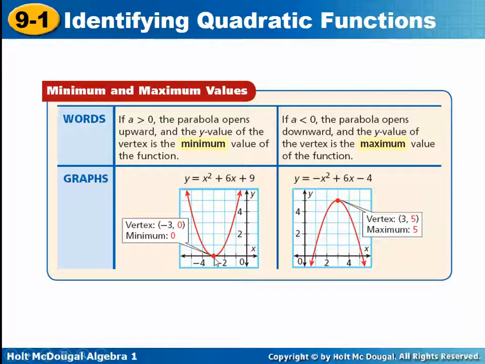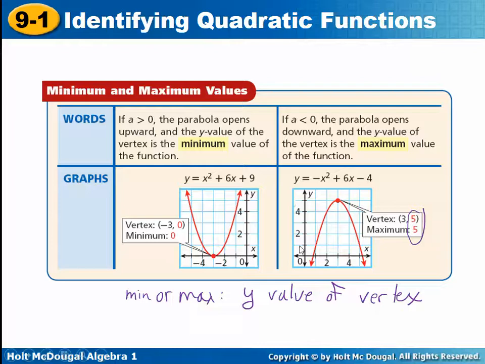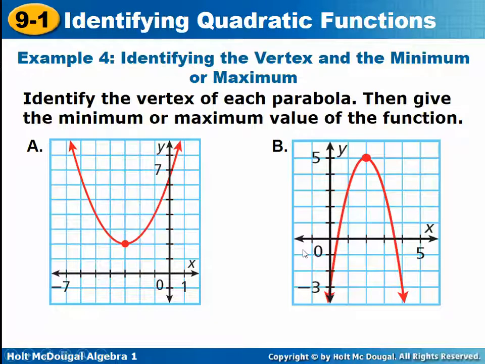It needs an x and a y value. And the minimum is just the y value of the vertex. So the minimum or maximum is the y value of the vertex. In the second picture, this parabola has a maximum. So identify the vertex, and then from there you can see that the maximum is 5.